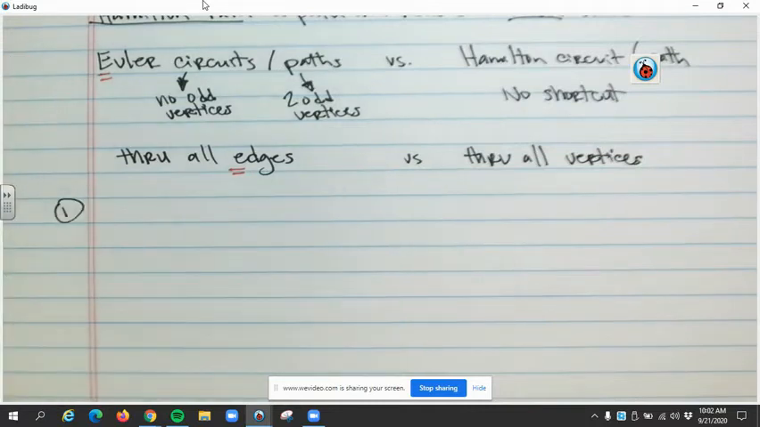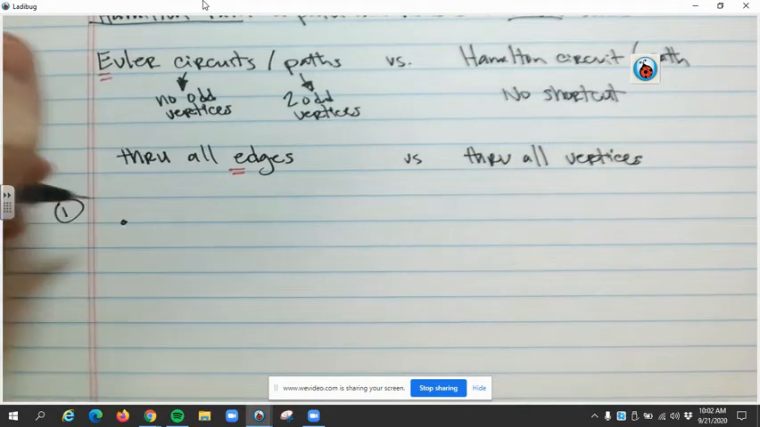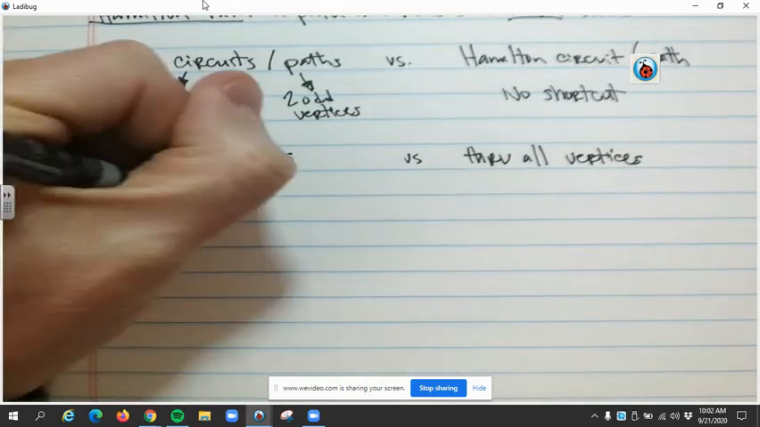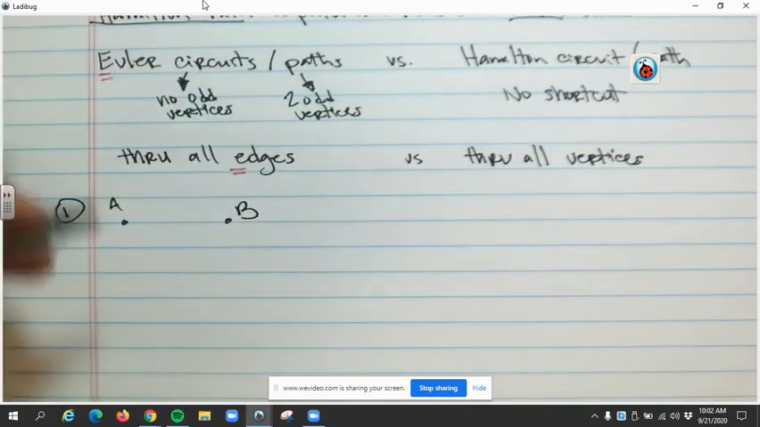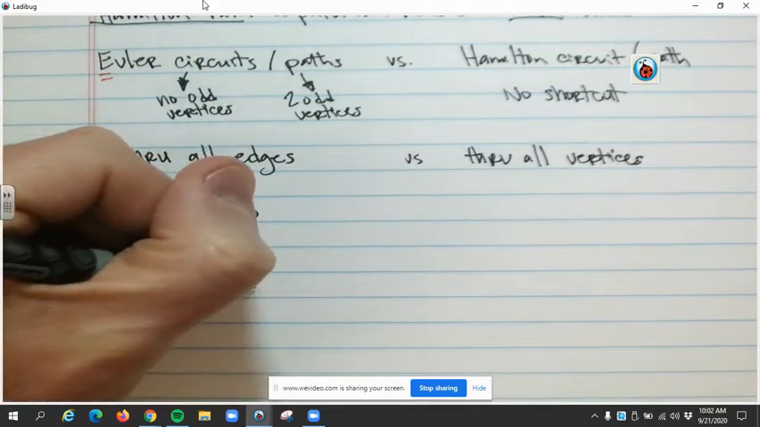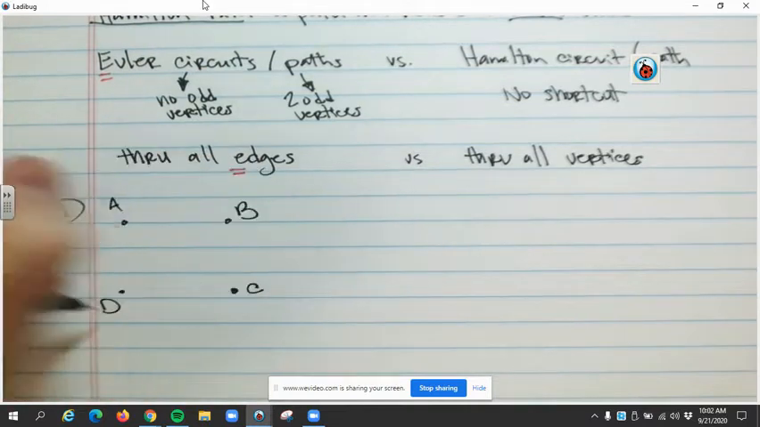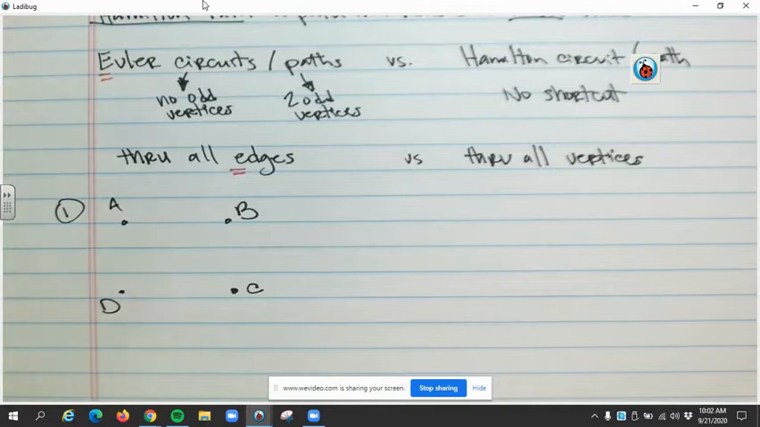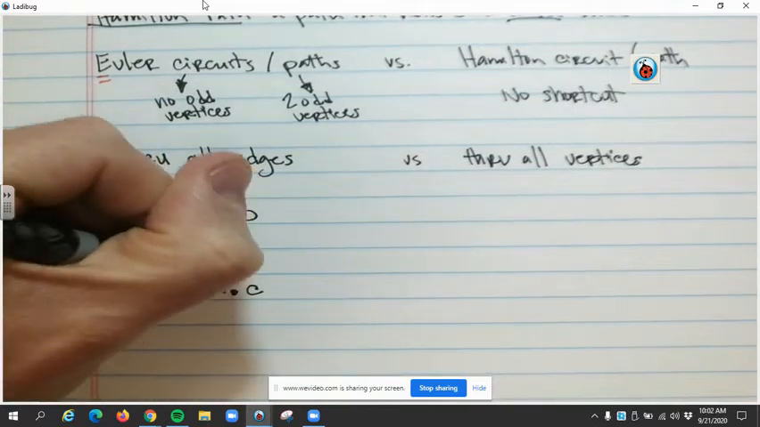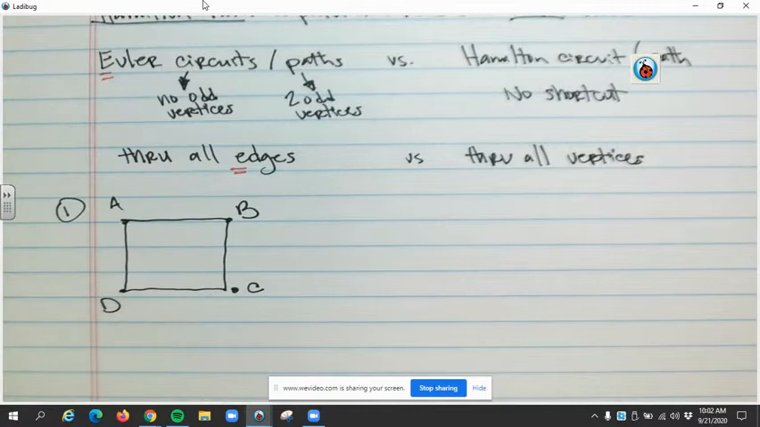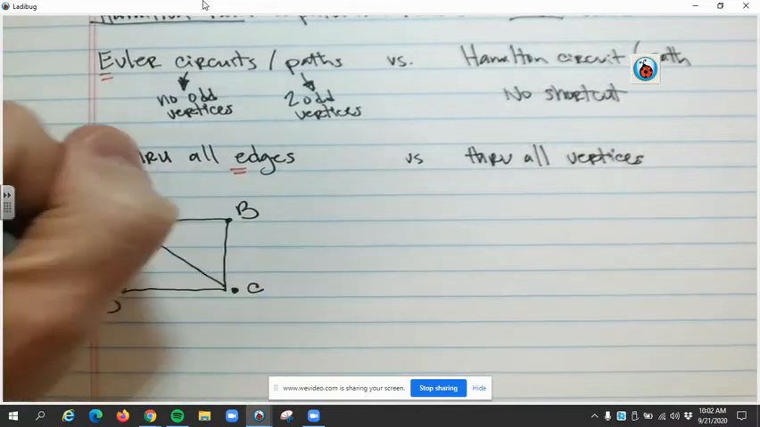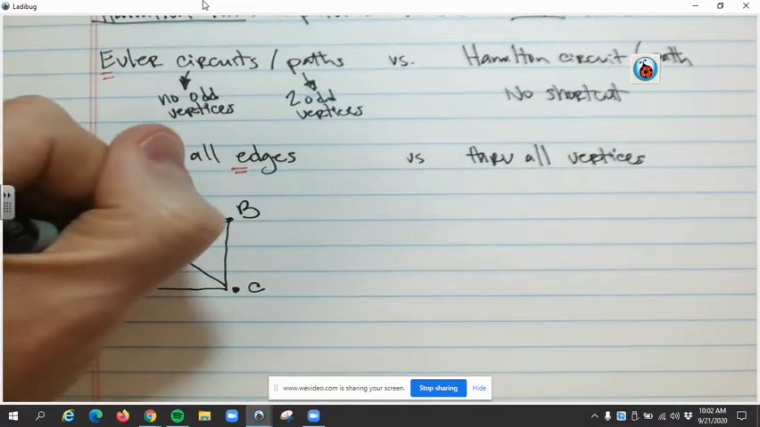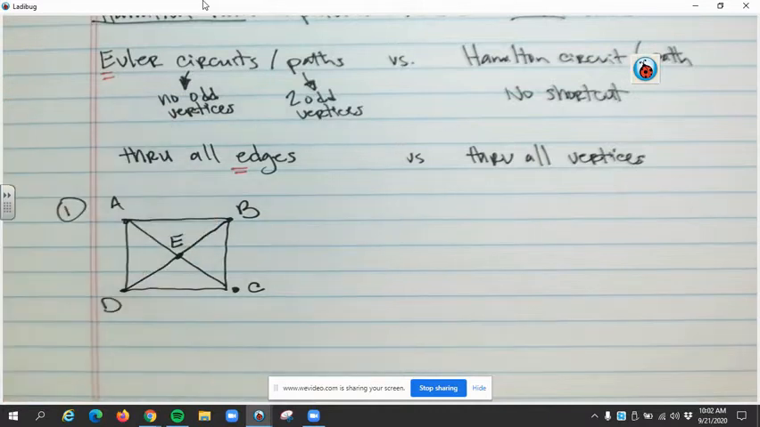Here's our first one. We're going to basically set these up exactly the same way. We're going to put point A here, point B here, point C I'm going to put down here, point D I'll put over here. And I'm going to make a box connecting all of those, kind of like this. And then inside, I'm going to make an X on the inside. And the point where they cross, I'm going to call point E.